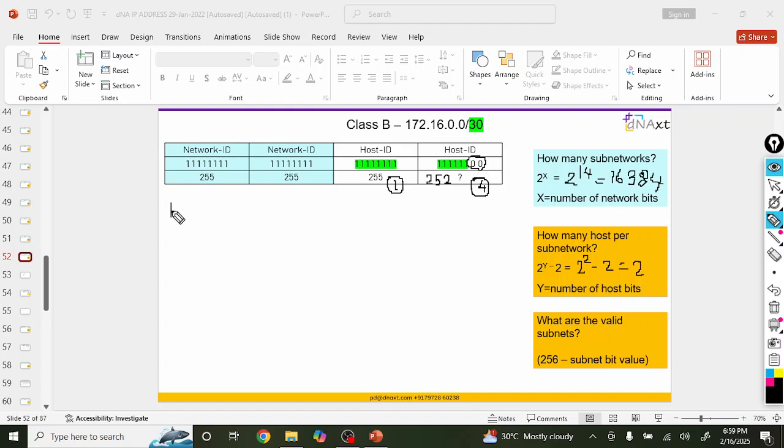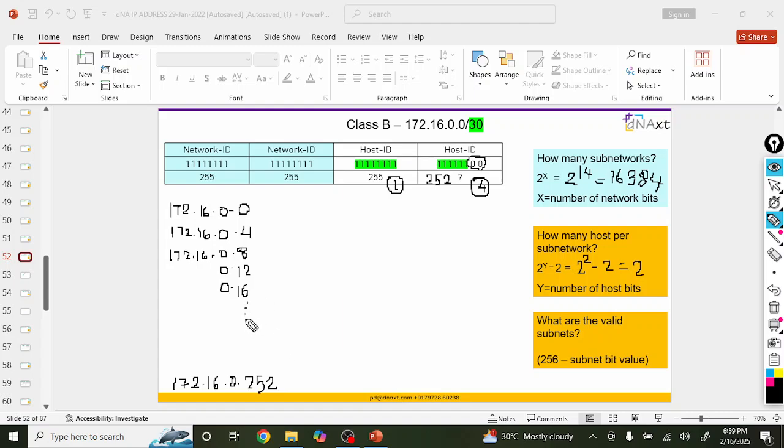So let's start. First IP address is 172.16.0.0. This is our first subnetwork. Then 172.16.0.4. Then 172.16.0.8, 0.12 will go on increasing by the number of 4 in the fourth octet till we reach 172.16.0.252.